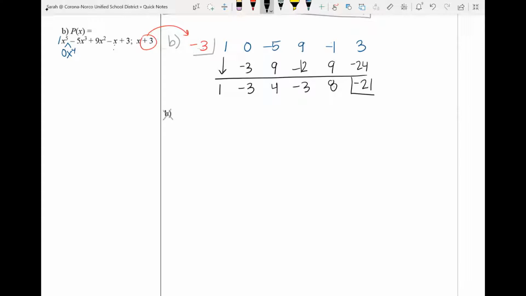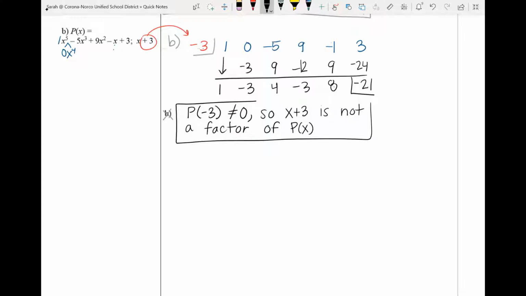So what this means is, since P of -3 doesn't equal 0, x plus 3 is not a factor of our P of x. And so since it's not a factor, we don't need to identify what this quotient is. All that matters is that that value of the remainder is not 0.